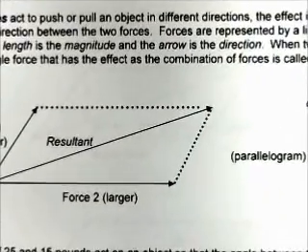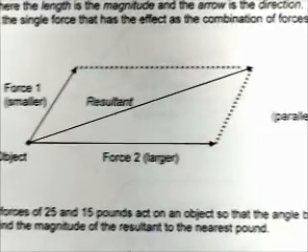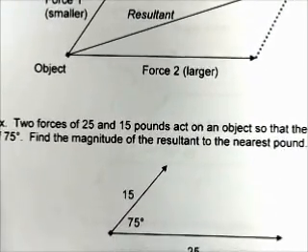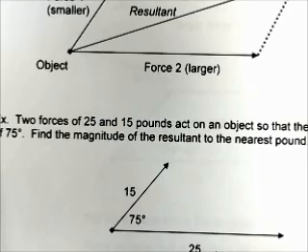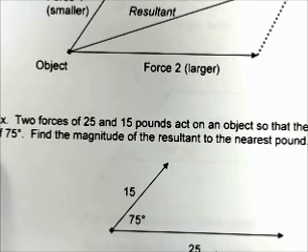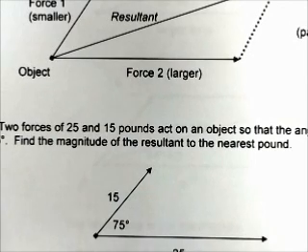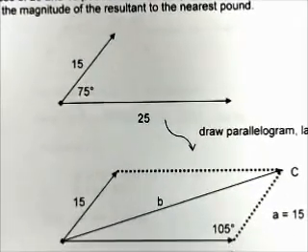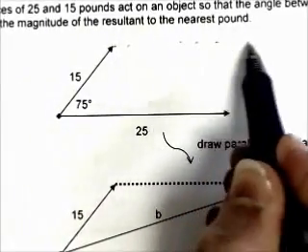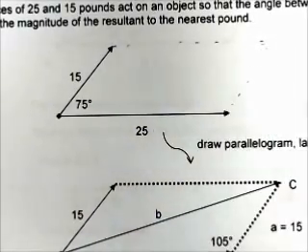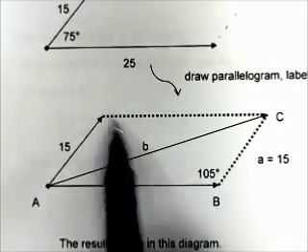So let's look at the first example. You have two forces of 25 and 15 pounds acting on an object so that the angle between them is 75 degrees. All right, so here we have our larger force of 25 and our smaller force of 15, and the angle between them is 75. Next, create a parallelogram, which is drawn here.